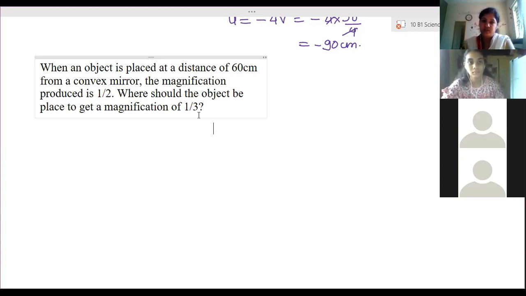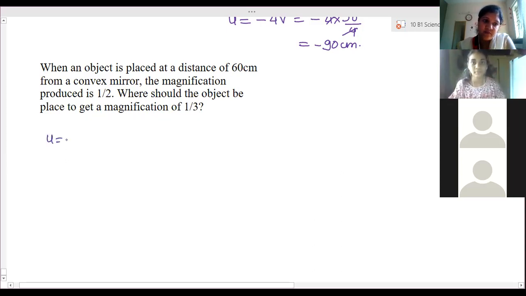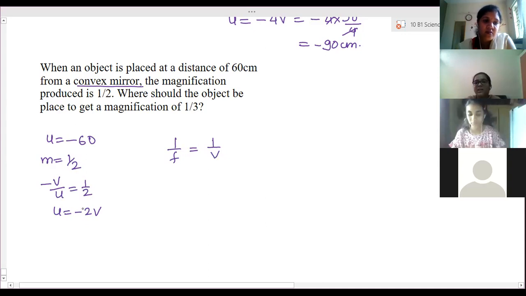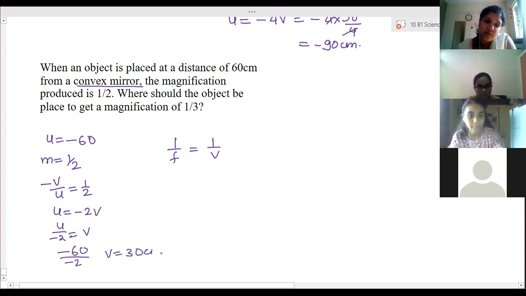From the first condition, u is minus 60 and magnification is 1 by 2, and it will remain positive because it is a convex mirror. Now minus v by u is equal to 1 by 2. So u is equal to minus 2v. So v is u by minus 2, which is minus 60 by minus 2. V is equal to 30 centimeter.